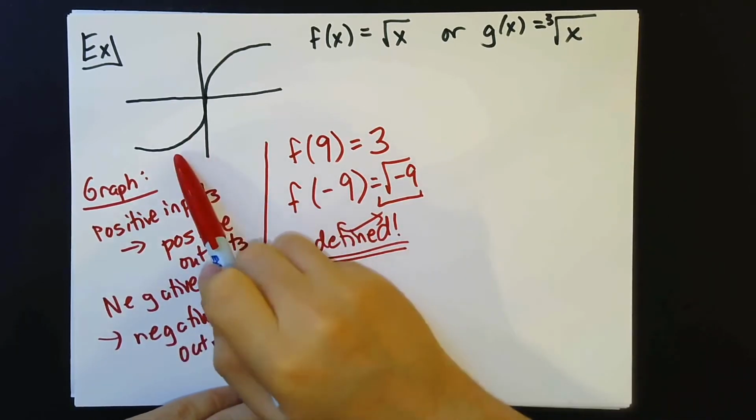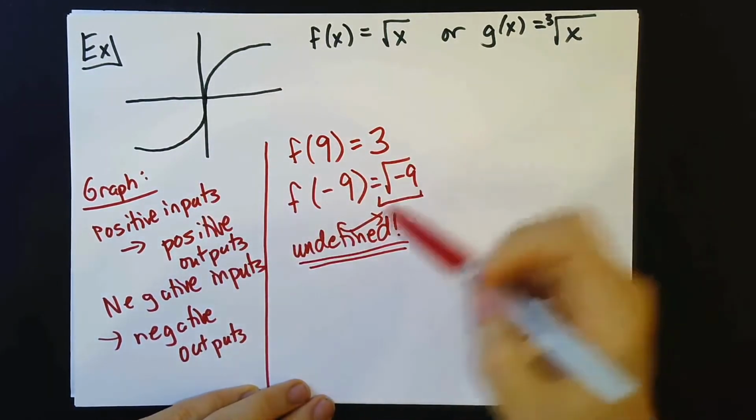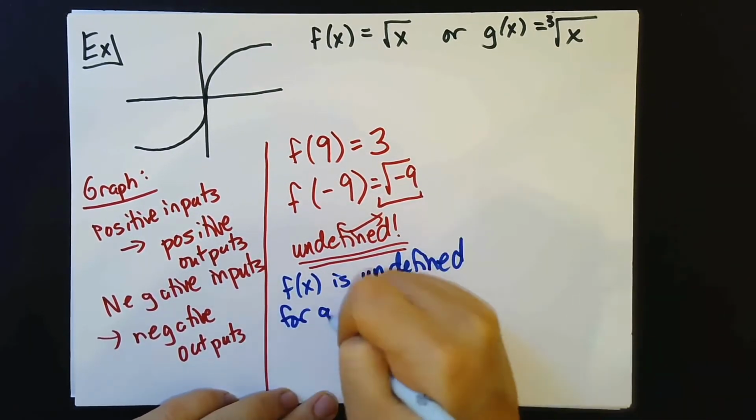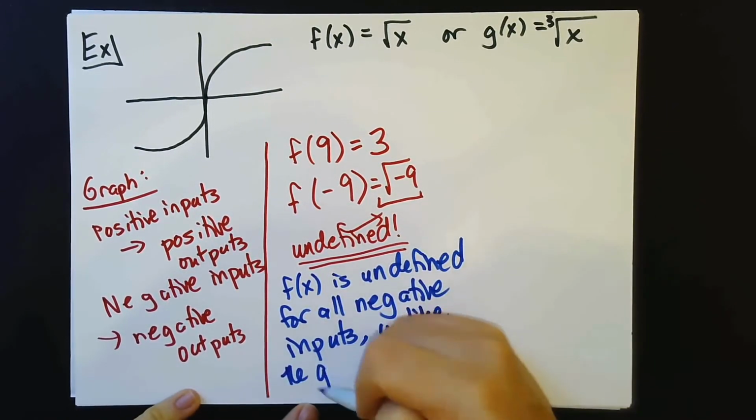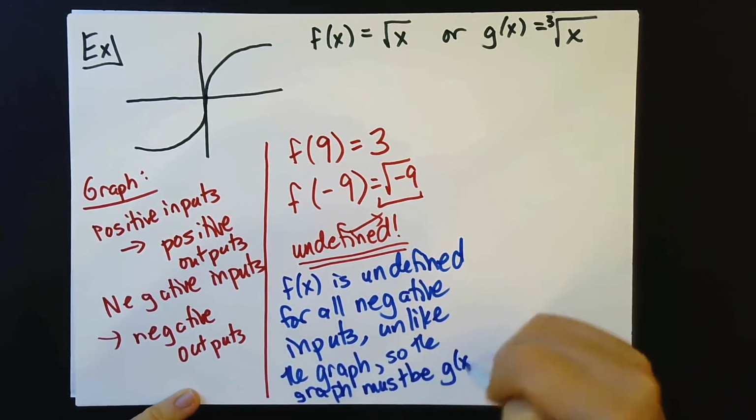But that's not what happens here. And so, in fact, f is undefined for all negative inputs, unlike the graph. So the graph has to be g.